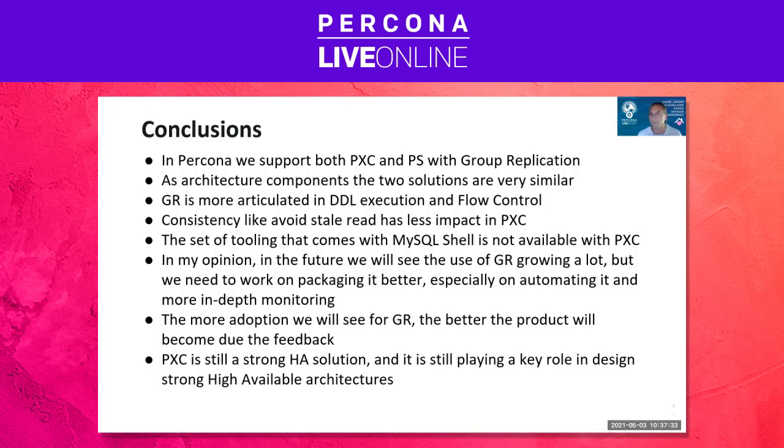So in conclusion, I would say that Percona supports both PXC and group replication. When we build the architecture, you can choose one or the other. The main structure of the architecture, the different stack, will remain the same. It's really about understanding which fits your needs better in terms of the database layer. And it's very good to have the two solutions. Of course, PXC is still a very strong solution and it's not going to disappear or go anywhere. But at the same time, group replication is becoming better and better.